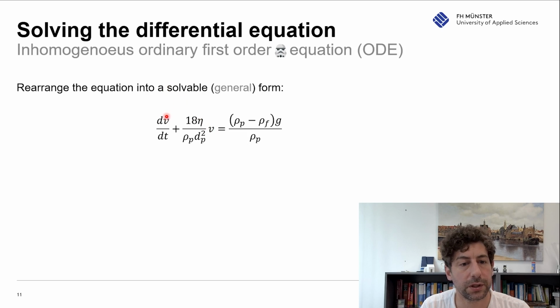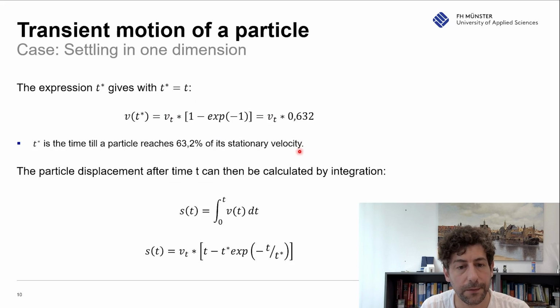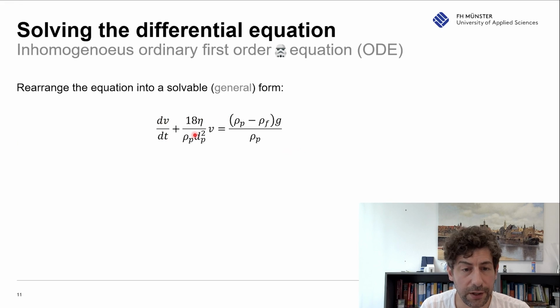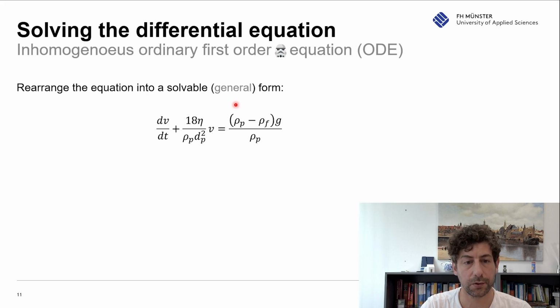And what we have to do is take the differential equation. So this equation here is the equation we have here. Yeah, so that's the final differential equation. And we have to rearrange it a little bit into a solvable general form, because differential equations are like cooking. You have a certain differential equation and there are recipes you can use to solve them. And therefore you have to rearrange them a little bit. And what you see here is what we call an inhomogeneous ordinary first order equation. And this can be solved in a very straightforward way.